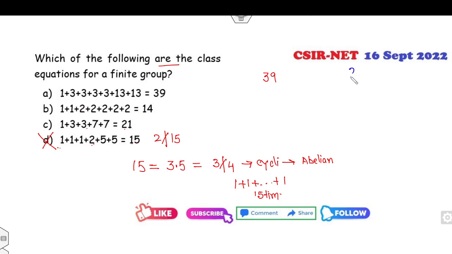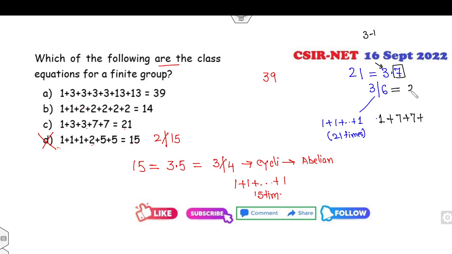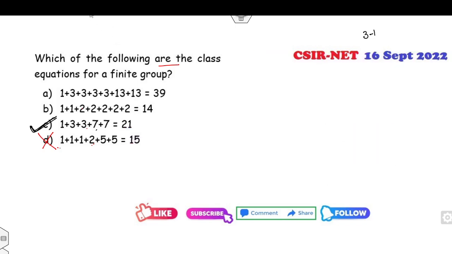Now, 21. 21 I can write as 3 into 7. So 3 divides 6. You have two options. One is an abelian group. You have to write 1 as 21 times. The other one, you have to write 1. How many times do you have to write the prime number 7? 3 minus 1 times. That is 2 times. 7 plus 7. The quotient of this is 2. How many times have you repeated 3? 2 times. So 1 plus 7, 7, 3, 3. Yes, this is one of the possible ways. You can see only two class equations will be there, either 111 or 7733.